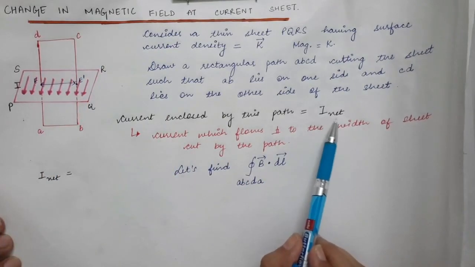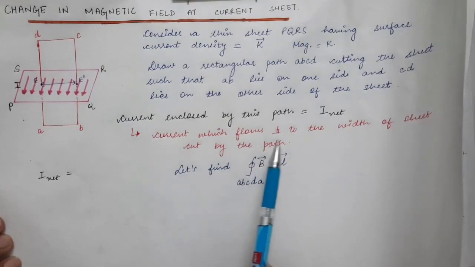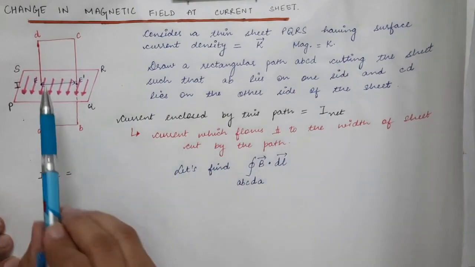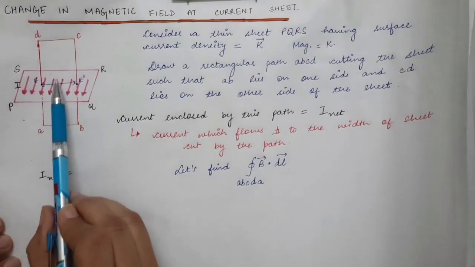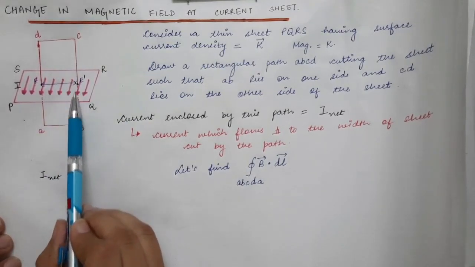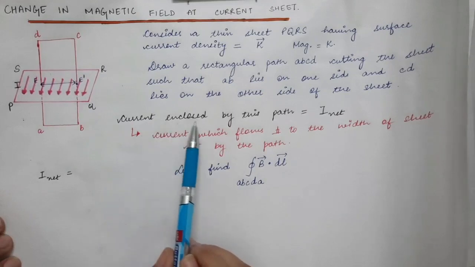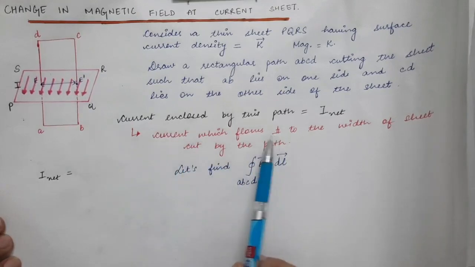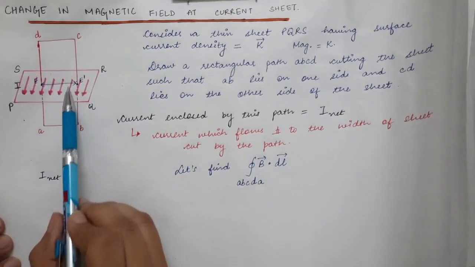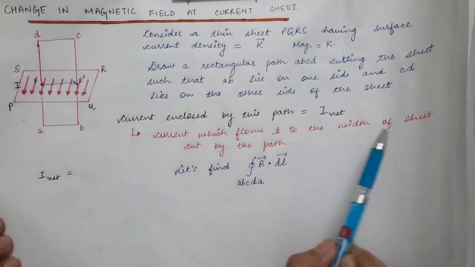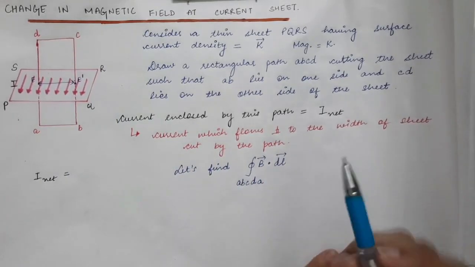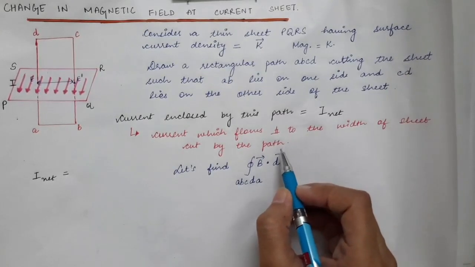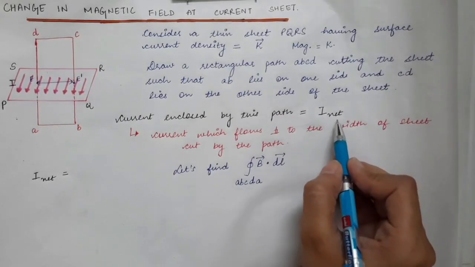So I net is the current which flows perpendicular to the width. This is the width of the path, and the current is flowing in the perpendicular direction. So this current enclosed is the current which flows perpendicular to the width of the sheet, which is cut by the path ABCD. So what will be the expression of I net?